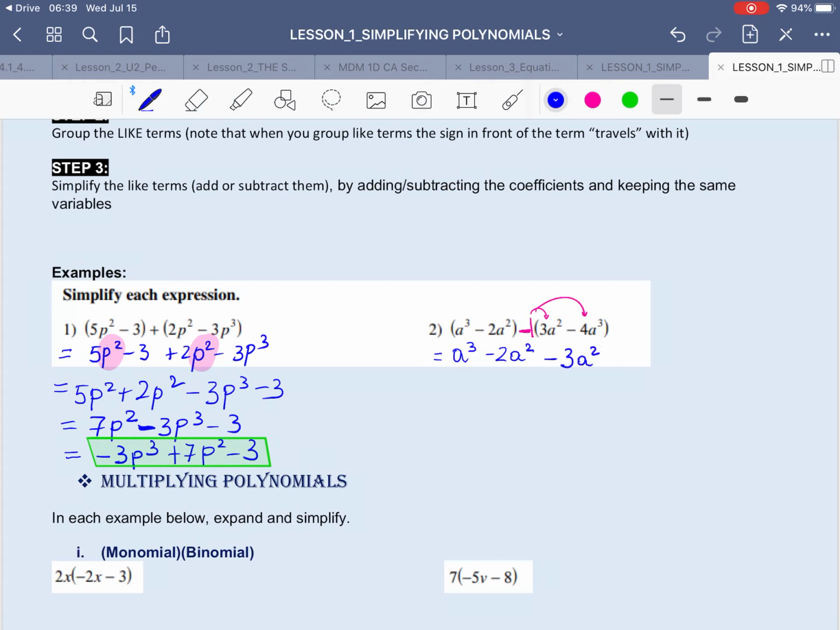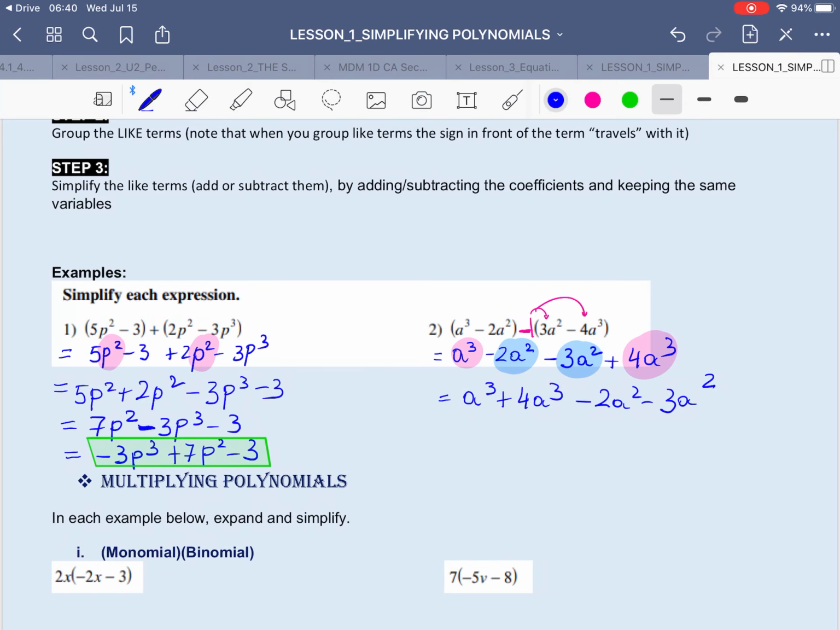Negative 3a squared. And negative 4a cubed will change to positive 4a cubed. The next step will be identify the like terms. So the like terms I see here are a cubed and 4a cubed, and negative 2a squared and negative 3a squared. So I will group them: a cubed plus 4a cubed minus 2a squared minus 3a squared.